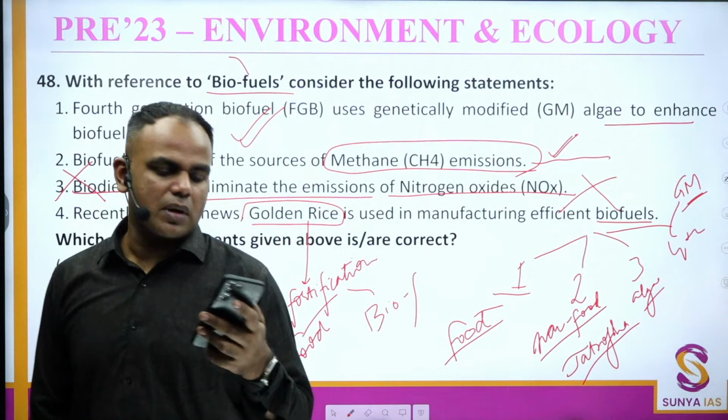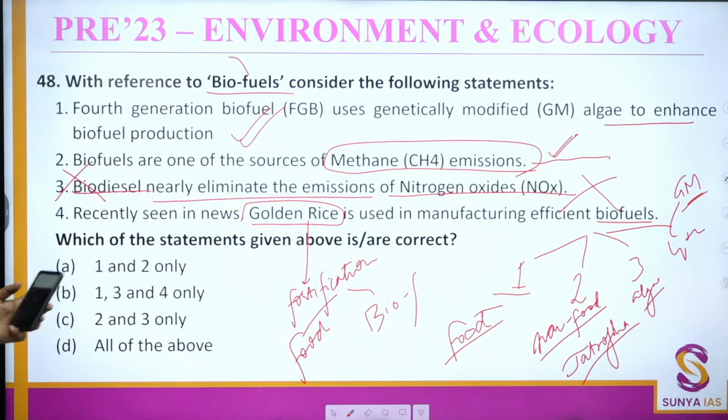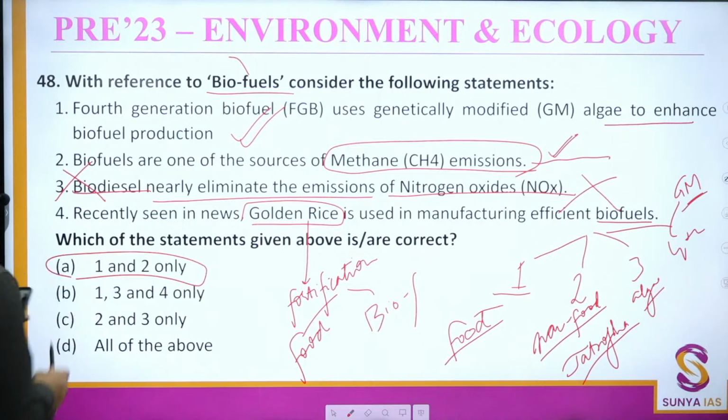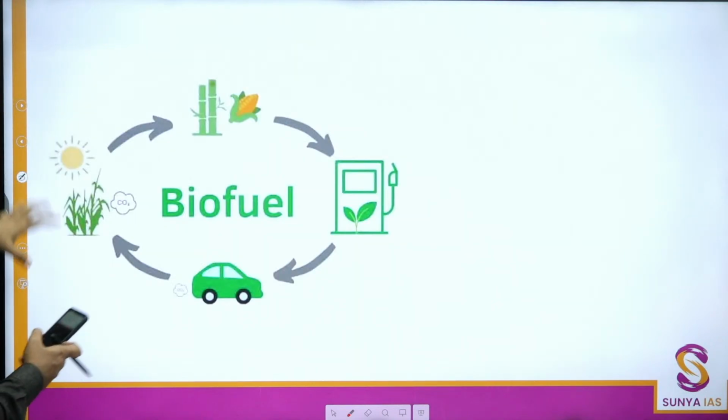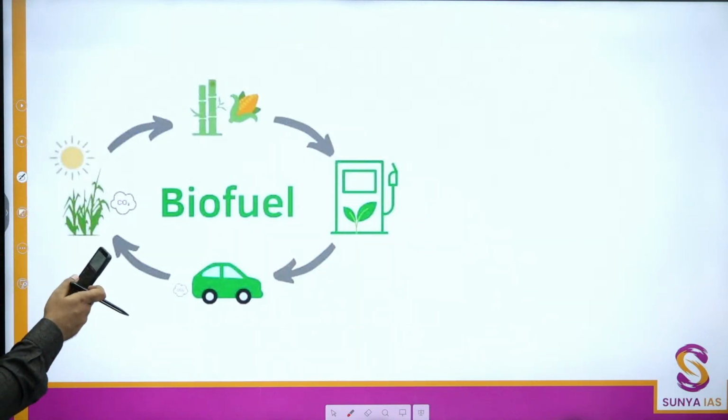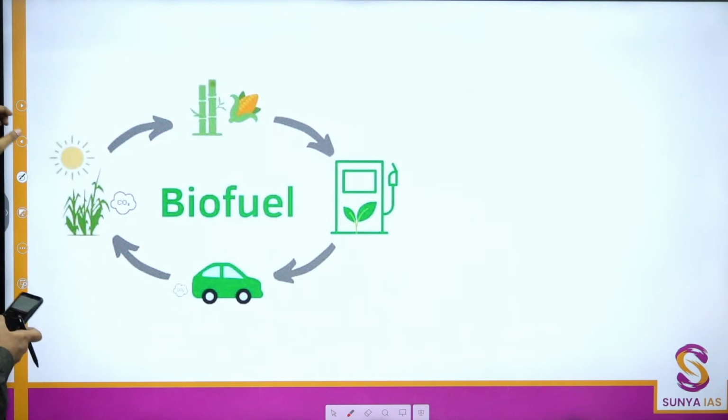Wetlands, fossil fuel extraction, livestock, etc. Right? So here, question number 48, the answer becomes 1 and 2 only. It's asking you what is correct. Moving on, this is how biofuel is basically being made.